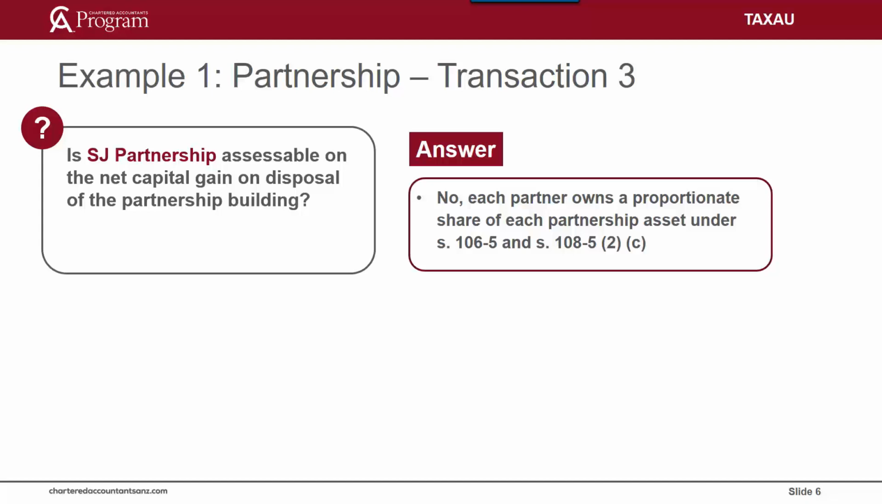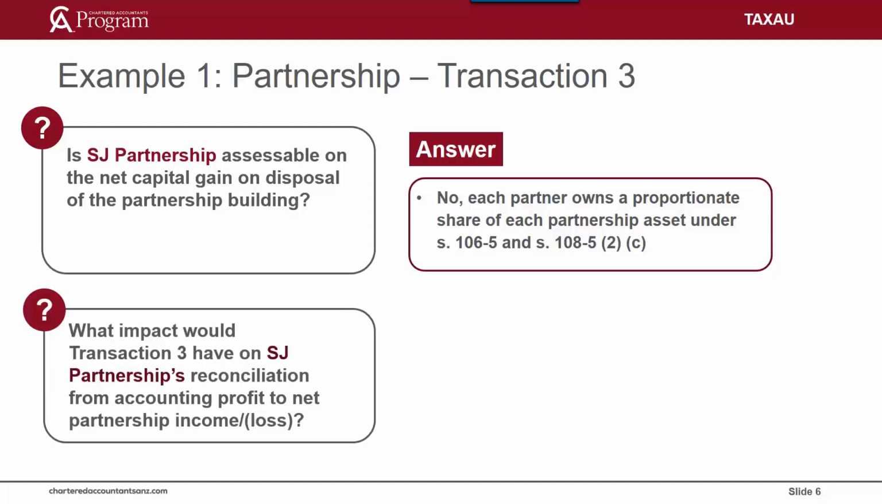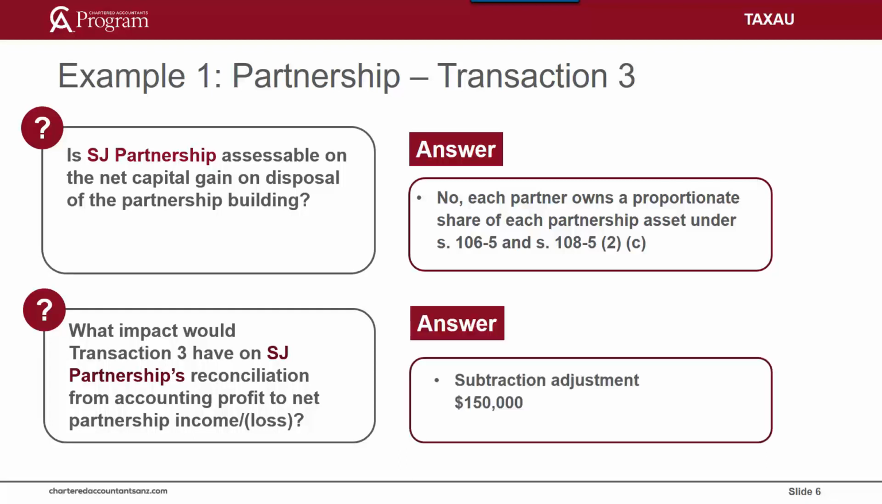So now that you know that, what impact would Transaction 3 have on SJ Partnership's reconciliation from accounting profit to net partnership income or loss? The correct answer is a subtraction adjustment of $150,000 in the partnership's net income reconciliation for tax. This is because the profit on disposal of the building has been included in the partnership's accounting profit. This would decrease the net income which is distributed and accessible to the partners under Section 92.